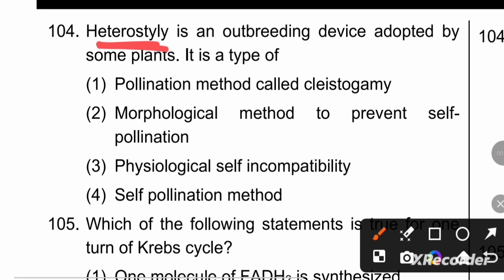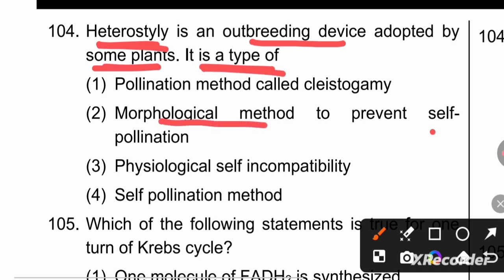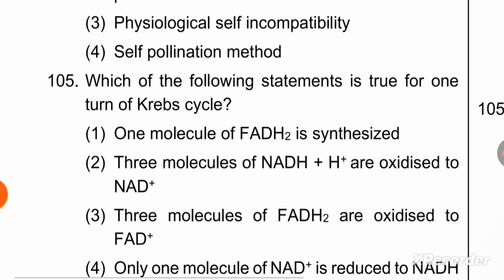Heterostyly means position of anther and stigma at different places. It is an outbreeding device adopted by some plants, and it is a type of morphological method to prevent self-pollination. Let us move to the next question.